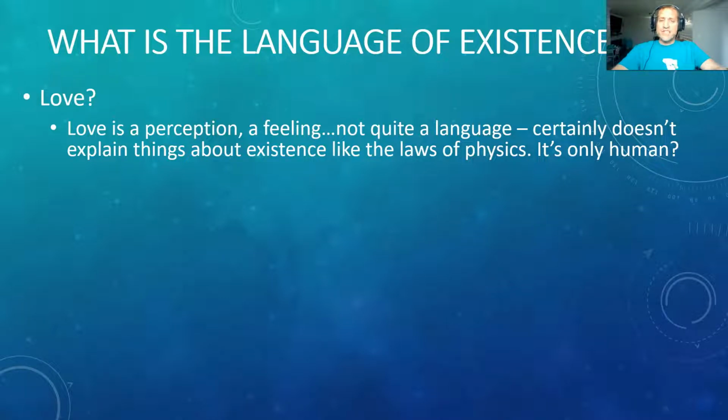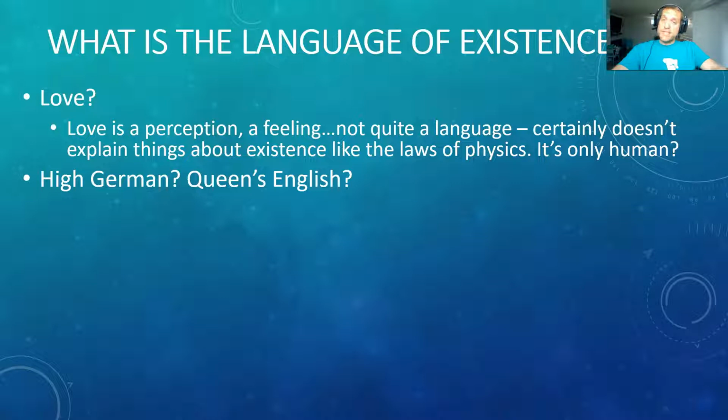And does it actually explain important fundamental aspects of the universe? As we were discussing in the last video, a basic theory of existence should actually explain some basic things about science for us, right? So love doesn't actually explain any laws of physics or anything, does it? Or any of the mathematical relations that we know are at work in our reality, right? Should the language of existence be High German or Queen's English? Well, obviously those are totally arbitrary, right?